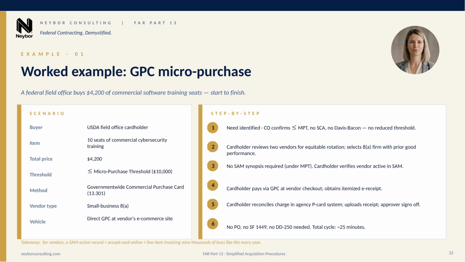Let's make this concrete with a real-world example. A USDA field office cardholder needs 10 seats of commercial cybersecurity training. The total is $4,200. Step 1. The contracting officer confirms the buy is at or below the micro-purchase threshold and the work is not subject to the Service Contract Act or Davis-Bacon, so no reduced threshold applies. Step 2. The cardholder reviews 2 vendors for equitable rotation and picks an ADA firm with prior good performance. Step 3. No SAM.gov synopsis is required because the buy is below the MPT. The cardholder still verifies that the vendor is active in SAM.